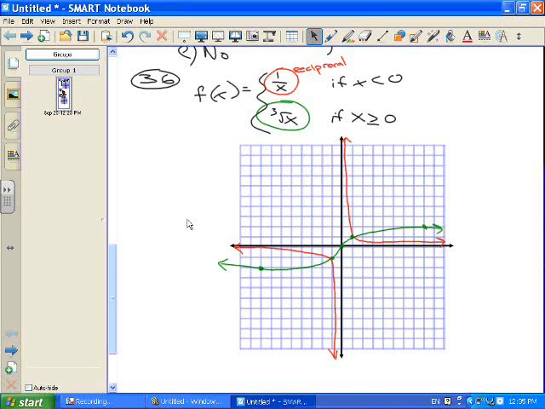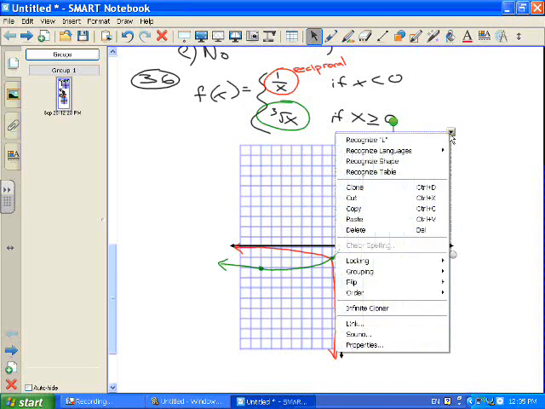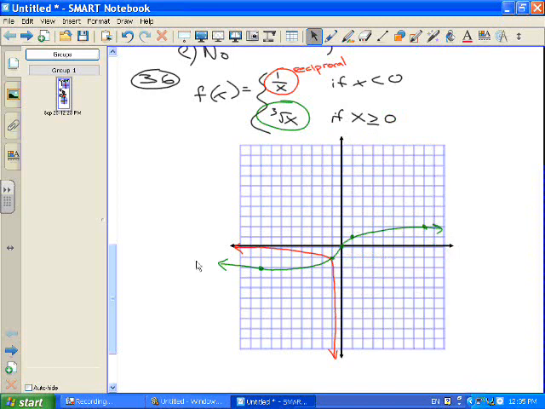At 0. And which one am I supposed to use where? Red one to the left or to the right? Left. So I need to get rid of the red one to the right. And then the green one, I need to get rid of to the left.